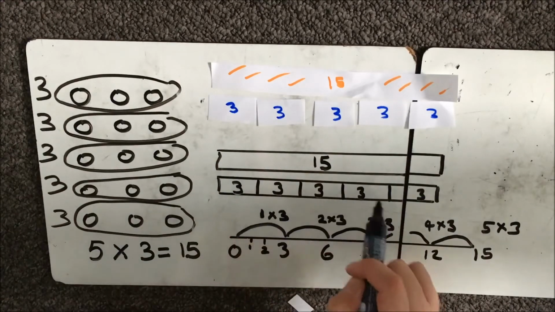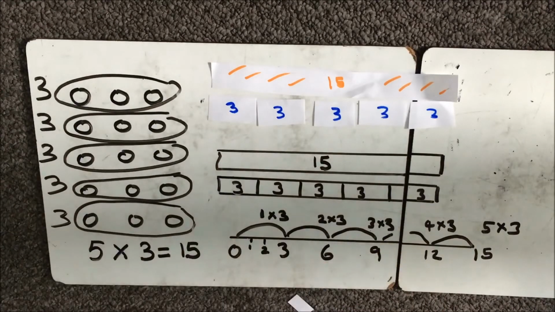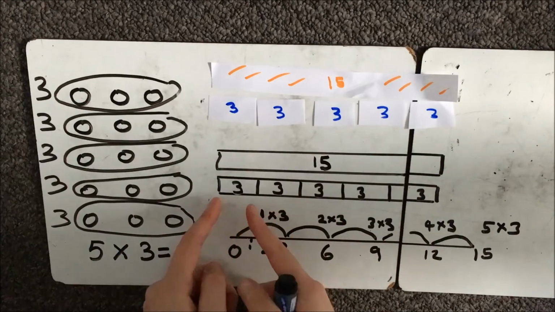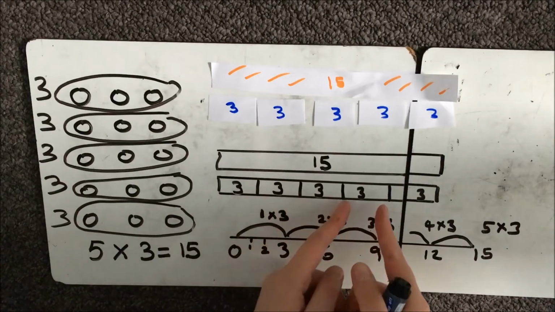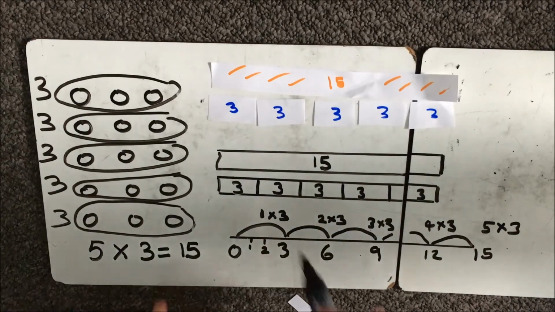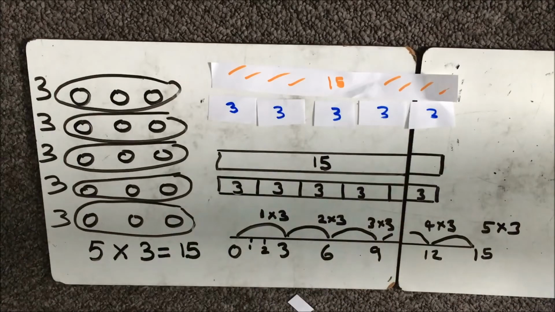How do we know again that these all have to have 3? That's right, because we're counting in threes, and because all of these parts are the same size, they must represent the same number. If they were all different sizes, they couldn't be the same number. I've got one final challenge for you. You're doing really well.